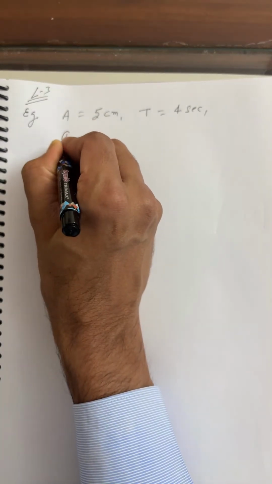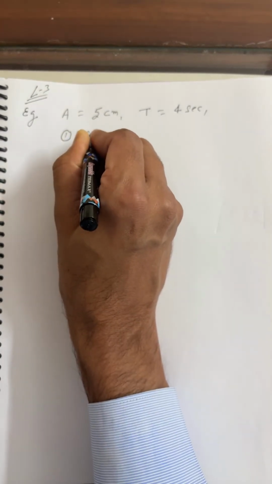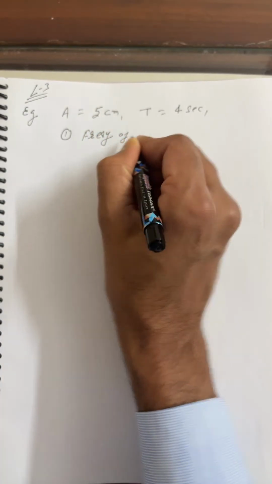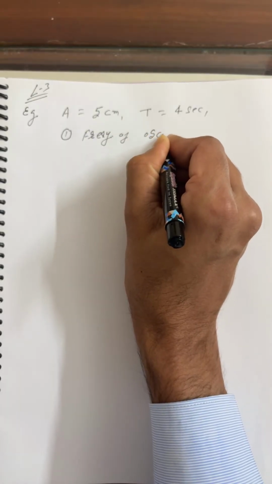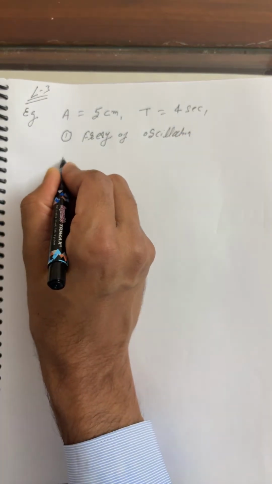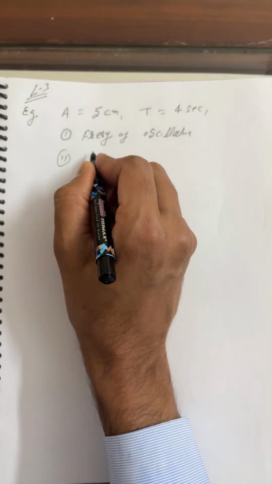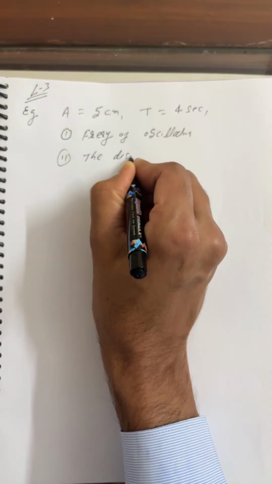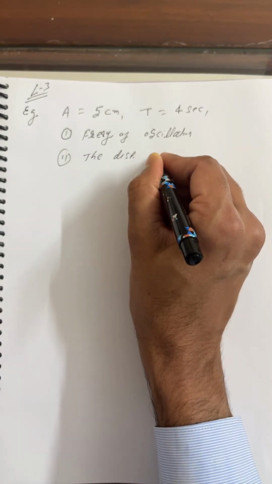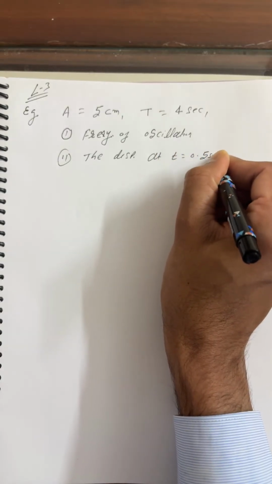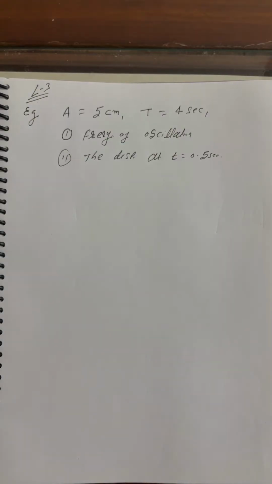in the first part, you have to find the frequency of oscillation, my dear. And second, you have to find the displacement, students. The displacement you have to find at t equals 0.5 seconds. Right, my dear? Okay. Then students, now I'm going to start your class.